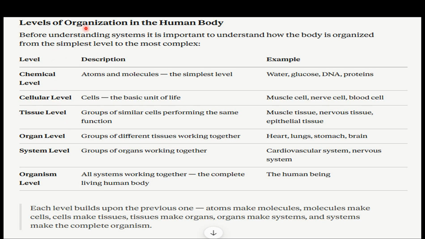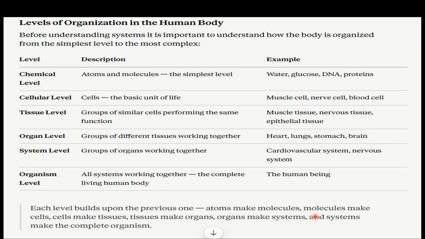Although we have discussed one particular session regarding the levels of organization, so you can also go and check out that session, but for now I will just recap everything, because we are learning about the human body system, so we should know at least these things. Each level builds upon the previous one. That is true. Everything is connected with each other.